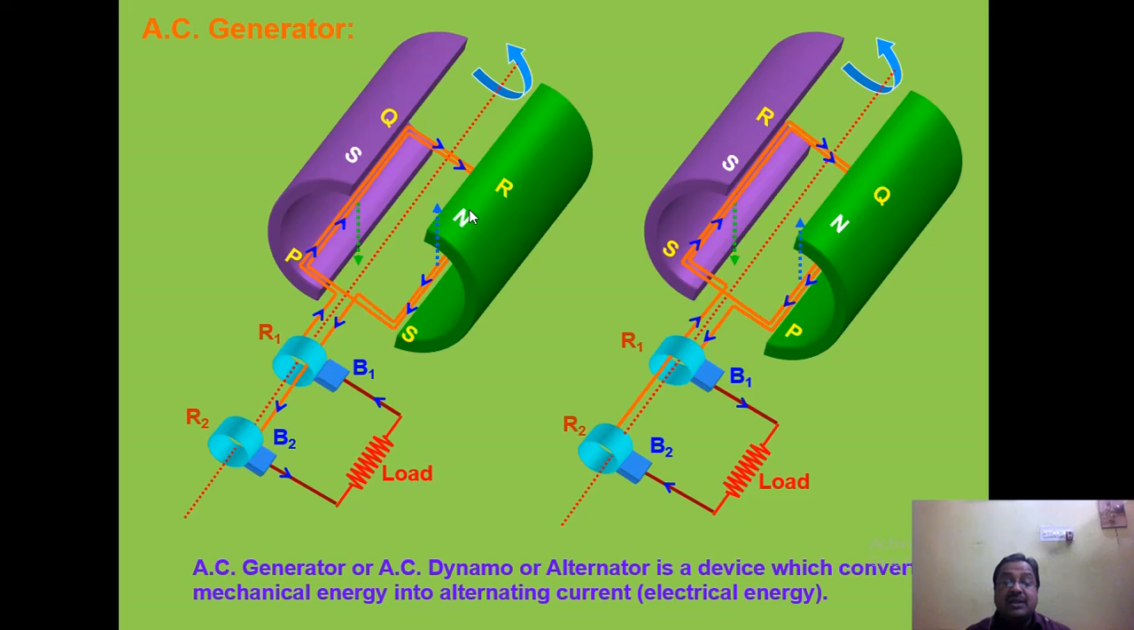Cos theta is 0 means phi is maximum, not minimum. Phi equal to BA. Theta equal to 0 means vector B and vector A are parallel, so the area vector will be parallel to B, the magnetic line of force. We may say the surface area is perpendicular to the magnetic line of force. Then the flux linked with it is maximum.